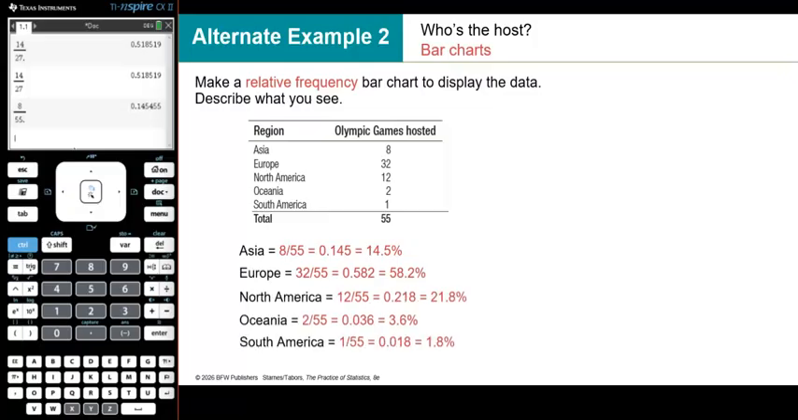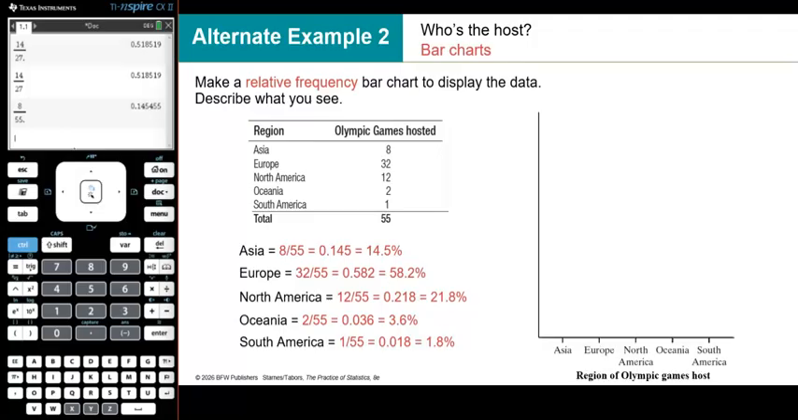Beautiful. Now you want to draw your kind of L-shaped graph, the X and Y axis, so to speak. Label, see which one needs to be on the bottom here. Those will be the 5 different regions there. So region of Olympic Games host. And then on the left, you want to scale it out by percentage. So 0 all the way up to, you don't have to go up to 100 because none of these are higher than 58%. So you go to at least 60%. So start at 0 and go all the way up to 60%, that's a fair way to do it.